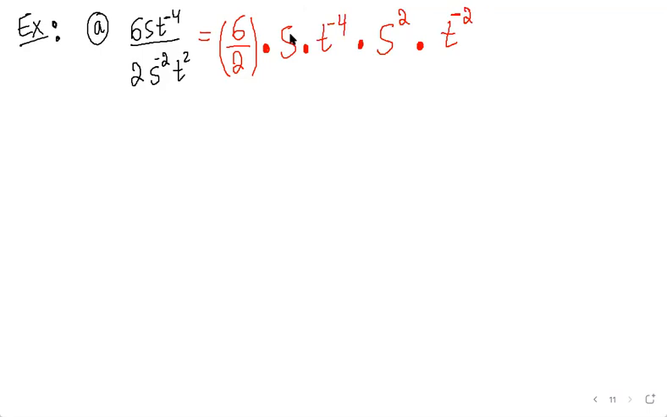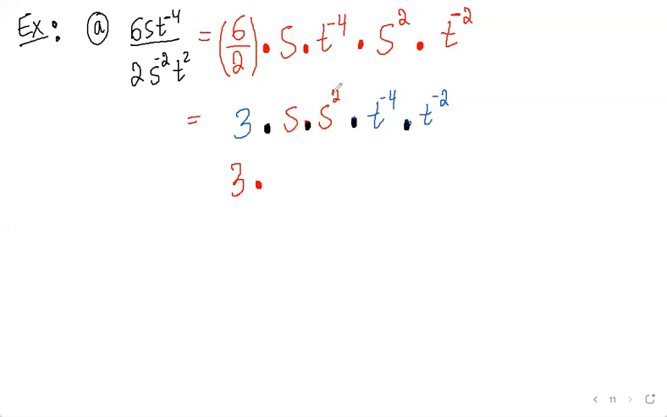Now let's combine the t's together and the s's together. So 6 over 2 is 3. And s together, s times s to the power 2, sorry. And I also have t to the power minus 4 times t to the power minus 2. Yes. So now the final answer is 3 times s to the power 2 plus 1.